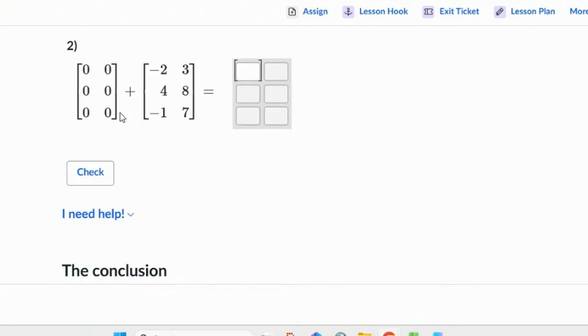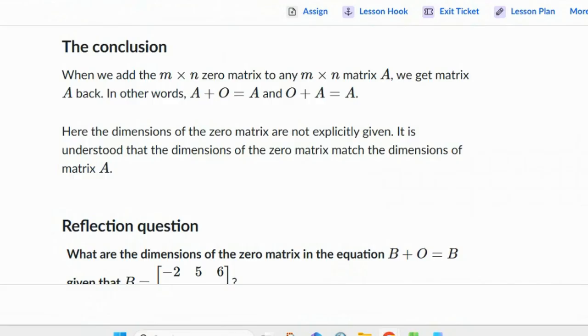Oh, let's see this one. The 0 is on the left side. Is that going to change anything? Well, let's see. Is 2 plus 0 different than 0 plus 2? No. All the numbers will still be the same, as long as I get all the negatives put in the right place. Okay, there we go. So conclusion: adding a zero matrix to matrix A and adding A to a zero matrix still just results in matrix A as the answer. Doesn't matter.